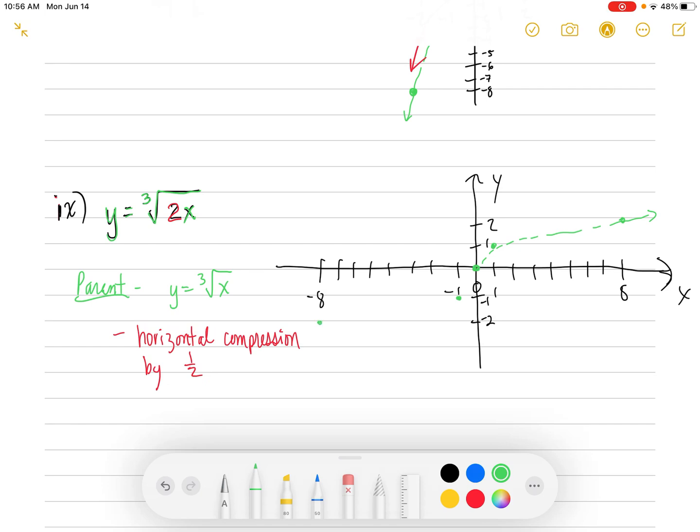You can take the cube root of negative 1. So negative 1, I cube root that, I get negative 1. I cube root negative 8, and I get negative 2. So I got those points, and I connect those. So the left side looks like that.